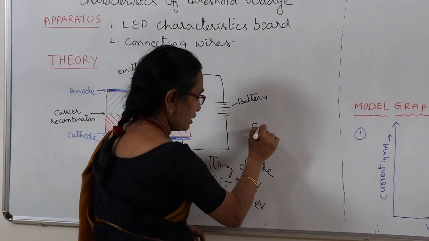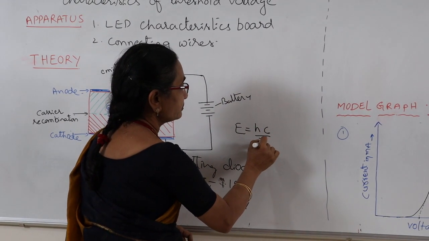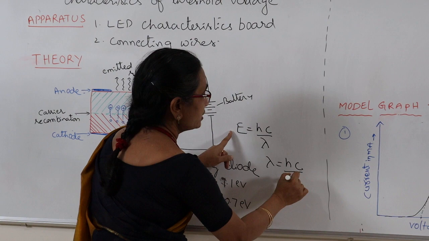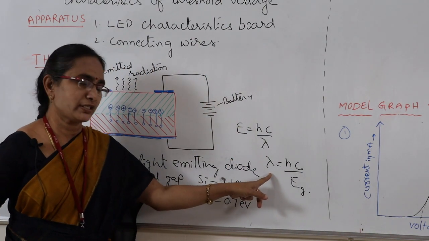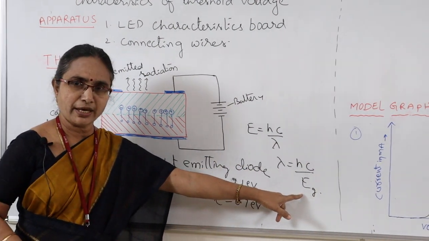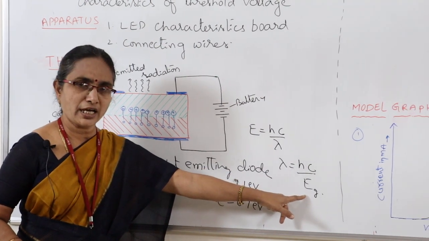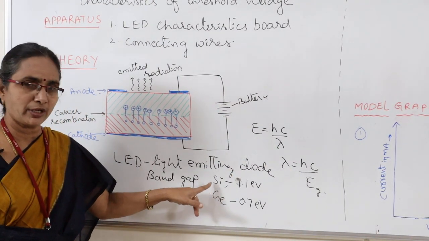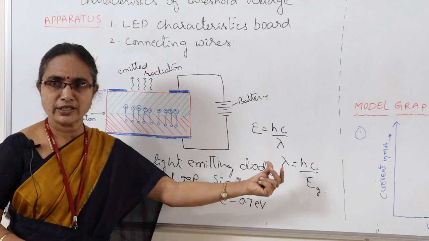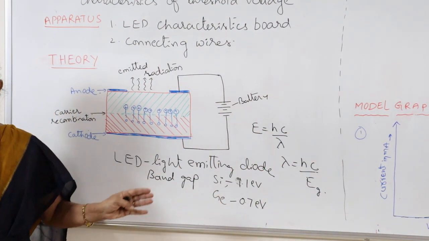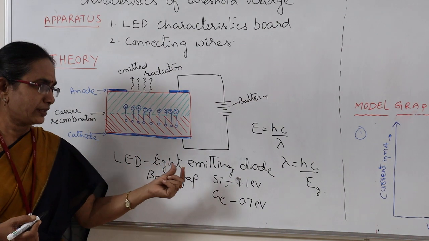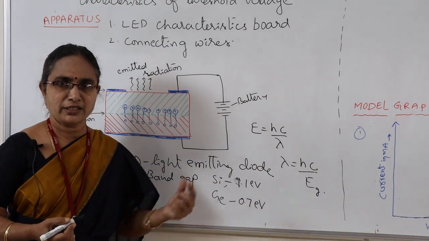Energy is equal to hc by lambda. Suppose you take lambda, then lambda is equal to hc by Eg. You can write the equation like this, where lambda is the wavelength of light that is emitted, h is Planck's constant, c is the velocity of light, and Eg is the energy gap. Suppose you take this energy gap and calculate the wavelength for silicon and germanium. For diodes made up of silicon and germanium, the wavelengths that you get are not in the visible range. They emit radiation, but we are not able to see that radiation. That is why we are unable to identify light in them.